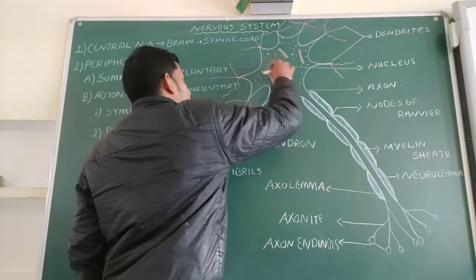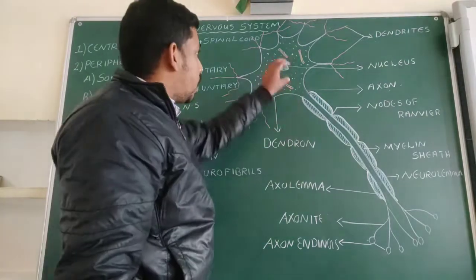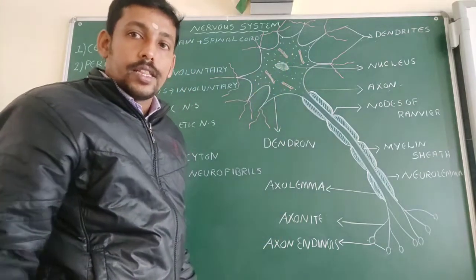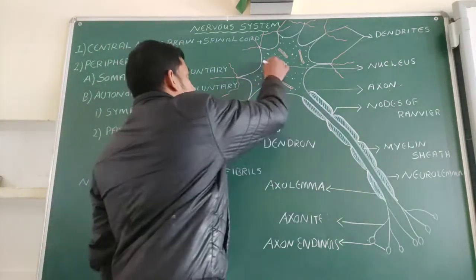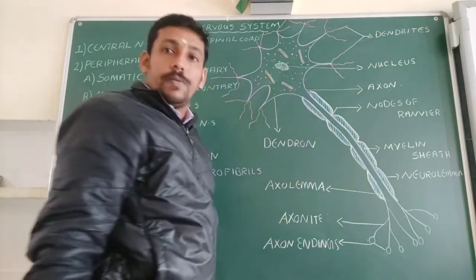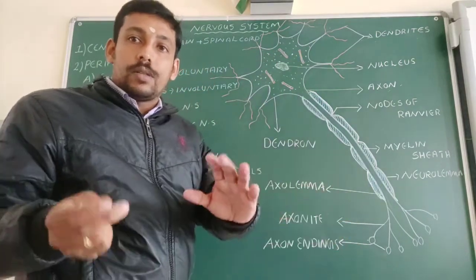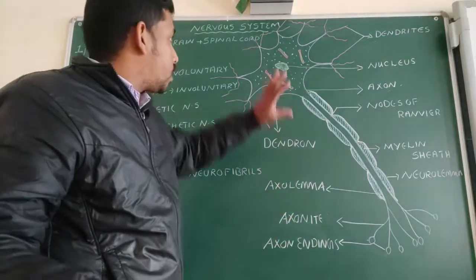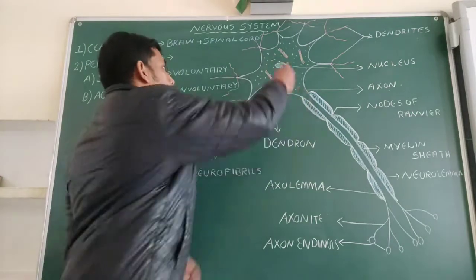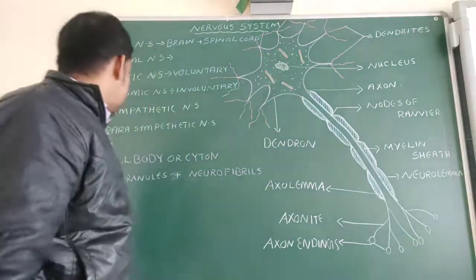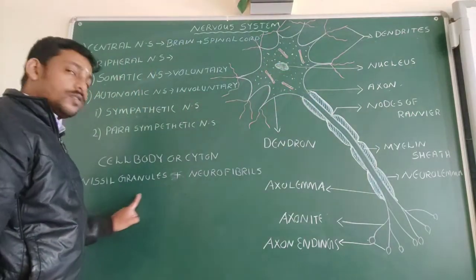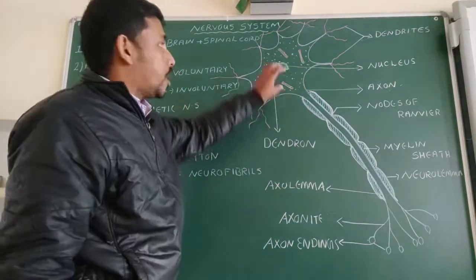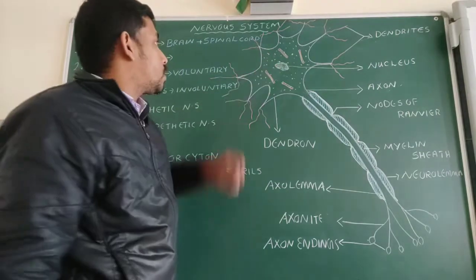Then what about the cell body? It may have a centrally placed nucleus, and this nucleus is surrounded by the cytoplasm. In the cytoplasm, we can see cell organelles such as microtubules, endoplasmic reticulum, and mitochondria. All these things will be here in the cytoplasm. Other than this, we can see that there are Nissl granules, these white colored dots that represent the Nissl granules. Then there is what?